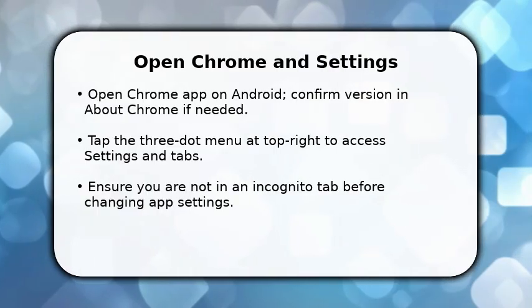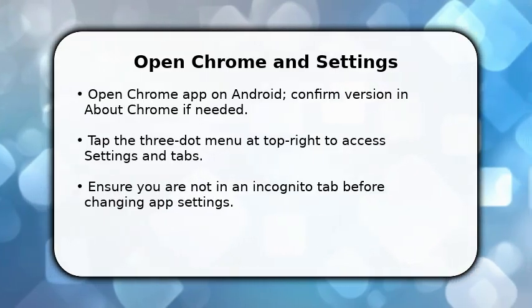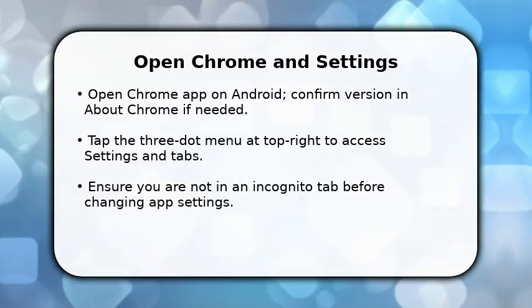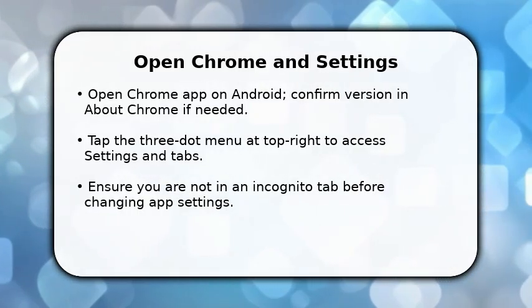You start by opening Chrome. This is where Incognito lives. Tap the three-dot menu at the top right and go into Settings. This lets you control behavior for new tabs and profiles.